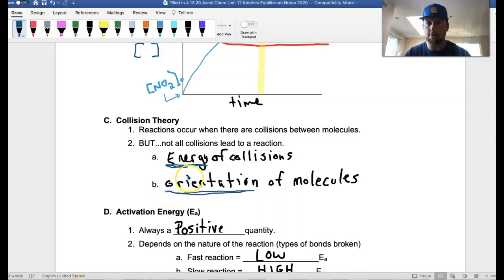I use the silly example where if you go to a dance and you're trying to find a significant other, if you are facing the wrong direction, like backing into someone, and you never look at them in the eyes, that is probably a lower chance for there to be a match. So the orientation of molecules when they collide in order to break bonds and form new bonds is really important.